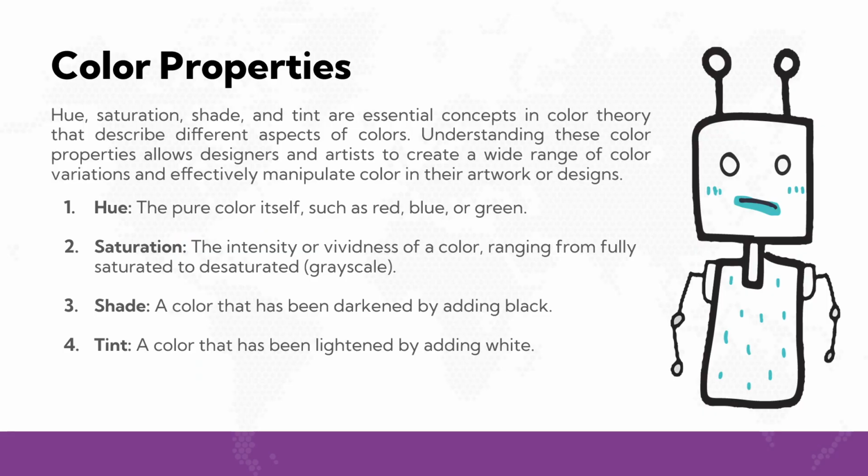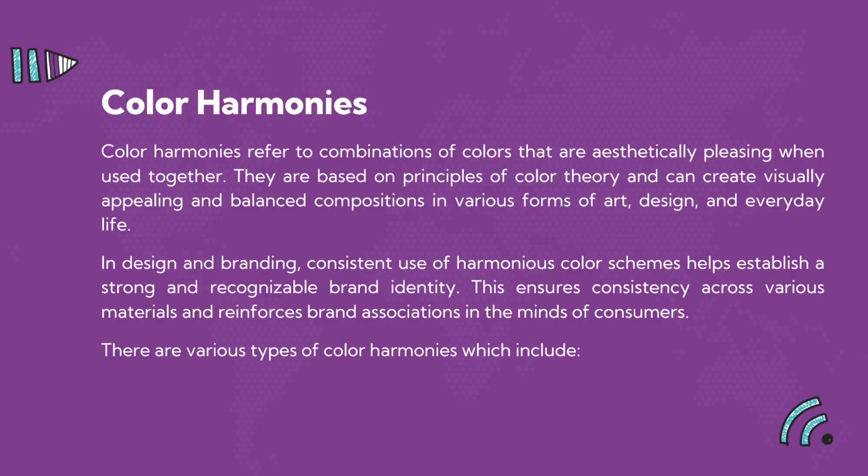We have color properties. You might have come across the terms hue, saturation, shade, tint. So what is that? A hue is the pure color itself. You can choose to say what hues are you using for the website instead of saying what colors are you using for the website. Saturation is the intensity or vividness of a color, ranging from fully saturated to what we call grayscale, which is desaturated. We have shade. Shade is a color that has been darkened by adding black. We have tint, a color that has been lightened by adding white.